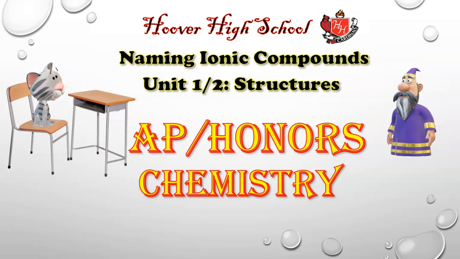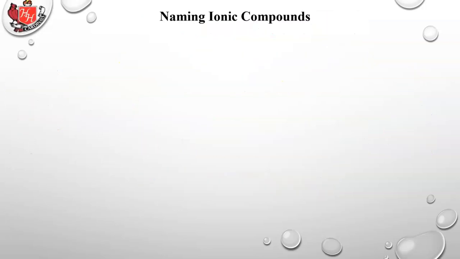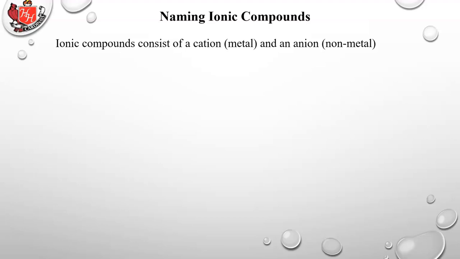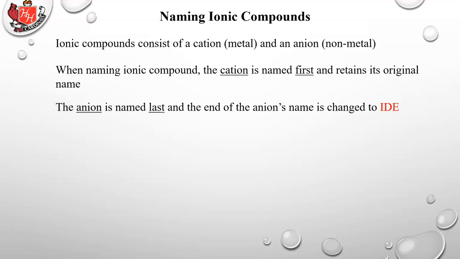It's chemistry. In this lesson, we'll go over the rules for naming ionic compounds. So ionic compounds consist of a cation, that's the metal, and an anion, the nonmetal. When naming ionic compounds, the cation is named first and retains its original name. The anion is named last, and the end of the anion's name is changed to -ide.